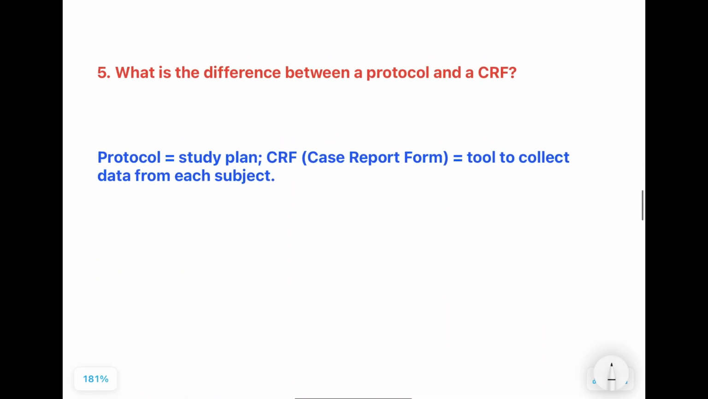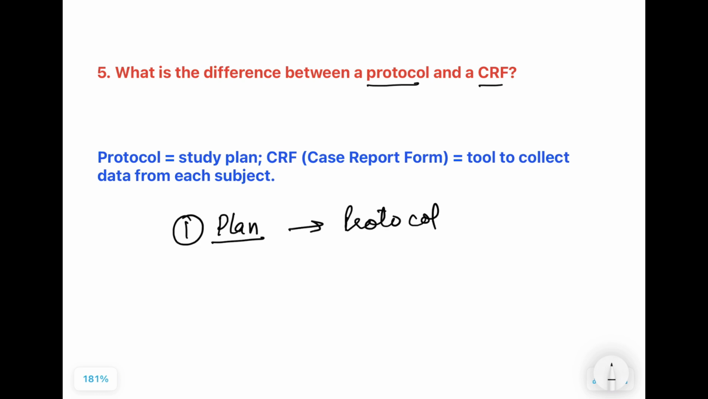Okay, so easy question for you, especially if you are going for a CRC interview. What is the difference between protocol and CRF? Again, a lot of questions come from here. Now you know that in a clinical trial, whatever we do, we make a plan first. And this plan is our protocol. Plan of the study is a protocol, study plan.